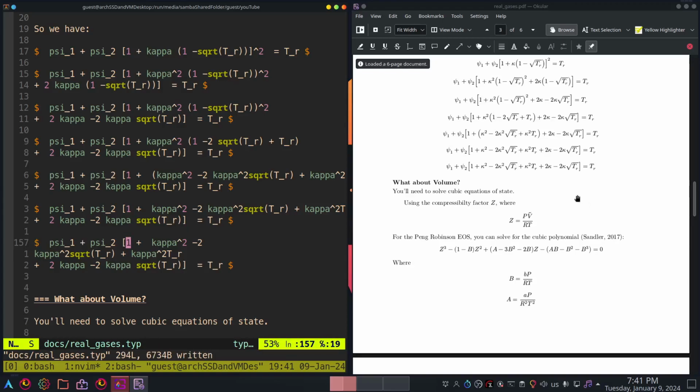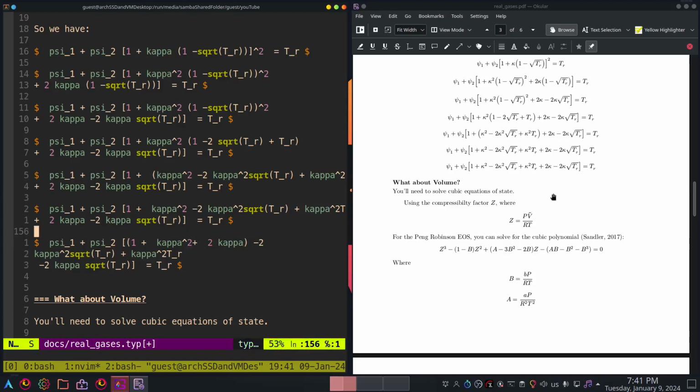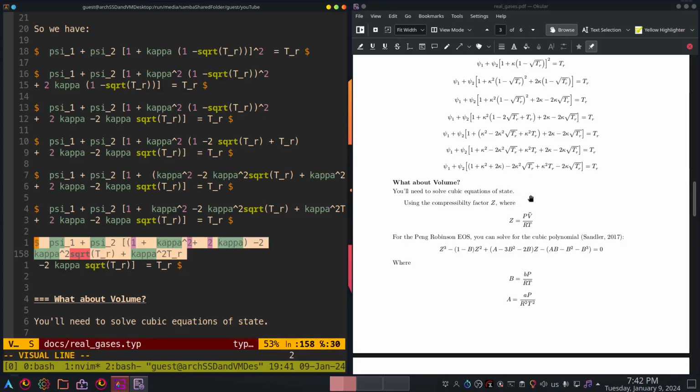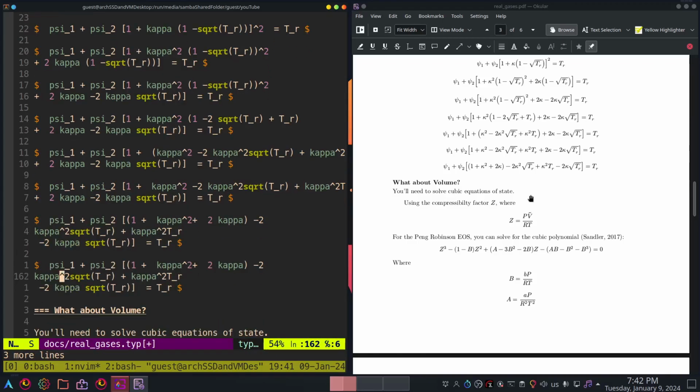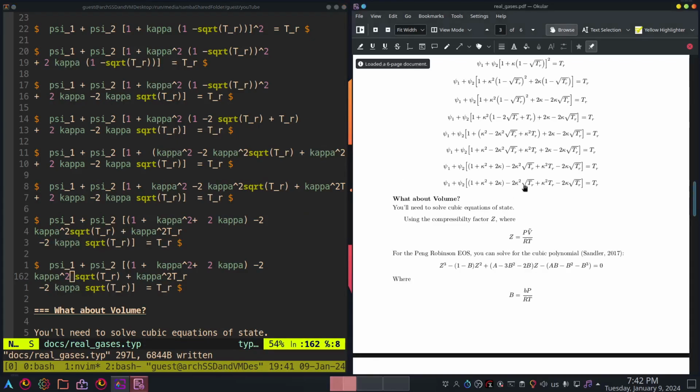So 1 plus kappa square, and then plus 2 kappa. So I'm going to put the 2 kappa in front. Okay, so I'm going to group this together. Next thing I'm going to try to group is the tr term. Factorize that as well, on the square root tr term. So minus 2 kappa squared minus 2 kappa. Okay, so we'll just do that.